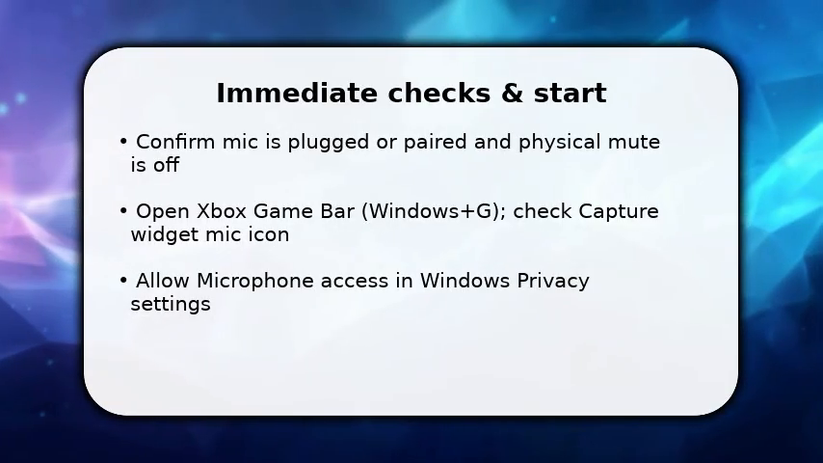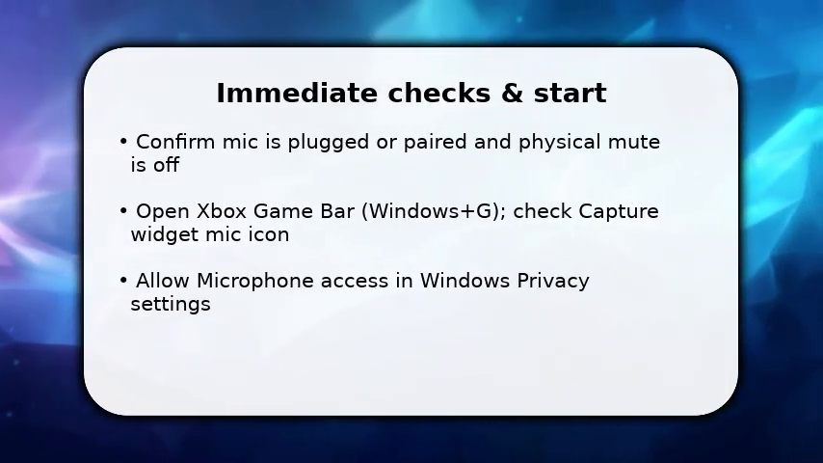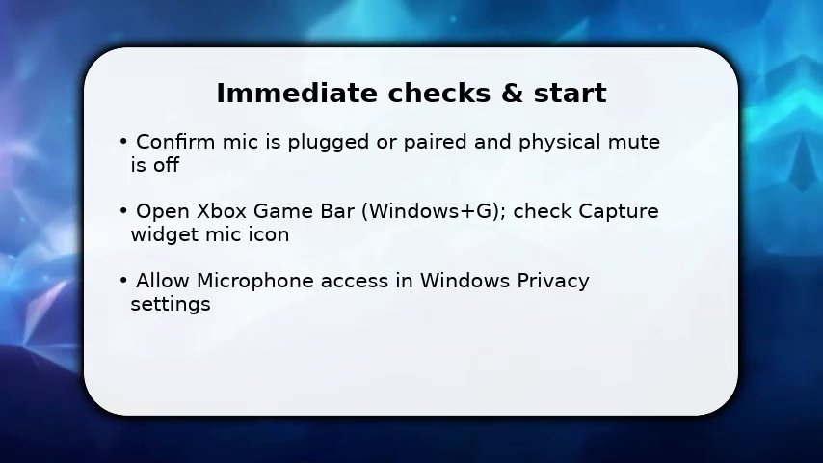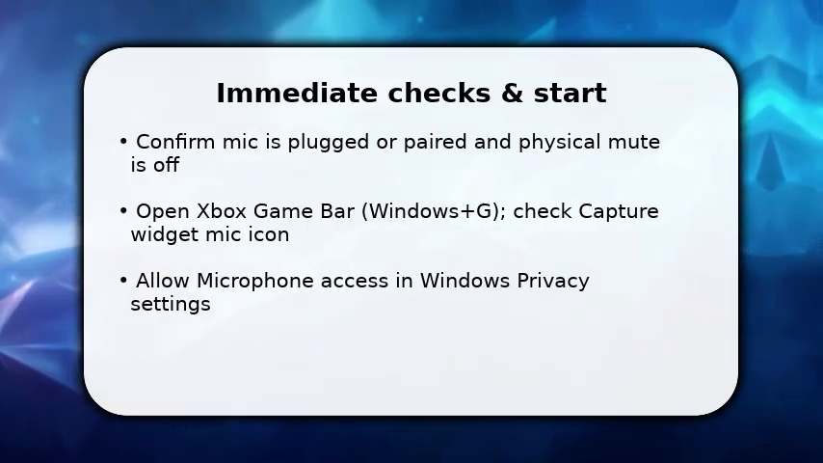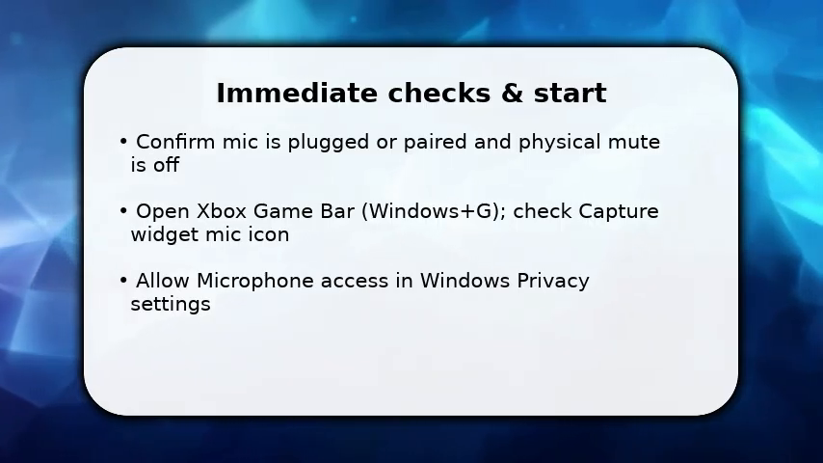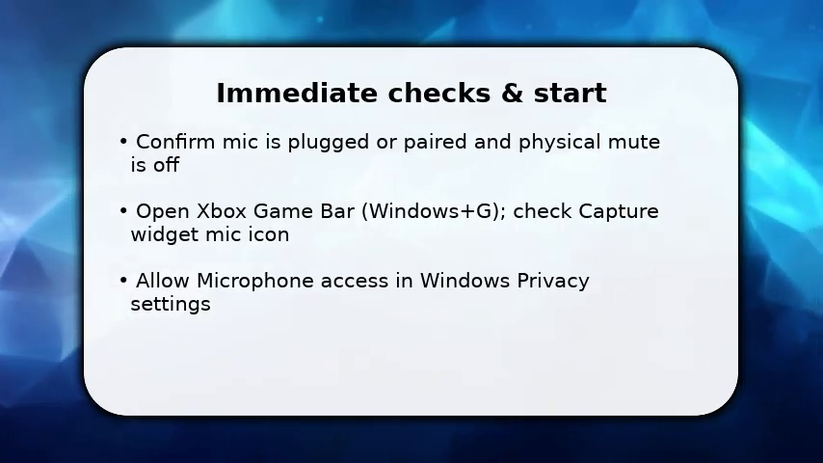You're starting with what matters: hardware and permissions. First, confirm the mic is plugged in or paired and the physical mute isn't enabled. Next, press Windows plus G to open Xbox Game Bar and locate the capture widget. Make sure the mic icon is enabled.